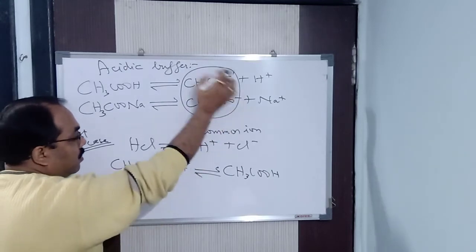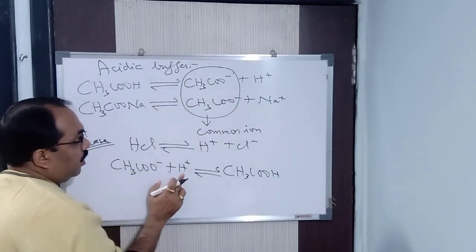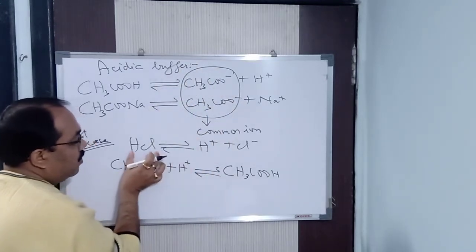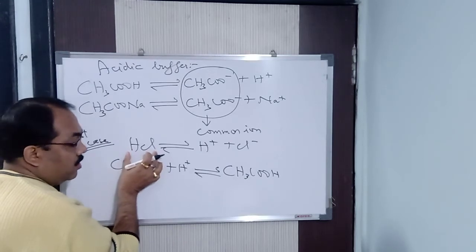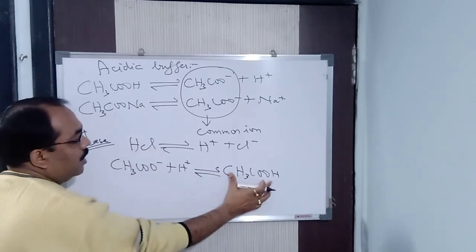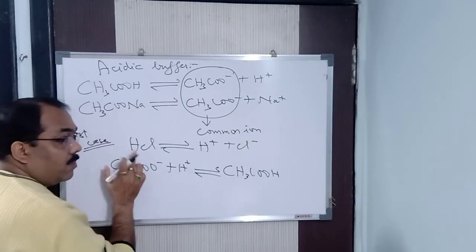This common ion, CH3COO minus ion, reacts with H plus ion to form undissociated CH3COOH. Where did the H plus ion come from? From the strong acid, which dissociates completely, to form undissociated CH3COOH. Mind it, you have to add only a small amount.